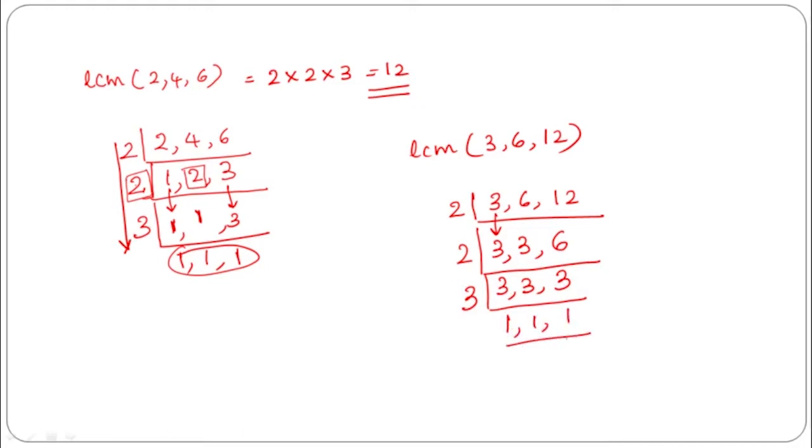With this step I can stop. When I get 1, 1 and 1 I can stop. Now what will be the LCM that we are looking for? It will be nothing but 2 multiplied by 2 multiplied by 3, which is equal to 4 multiplied by 3, that is equal to 12.